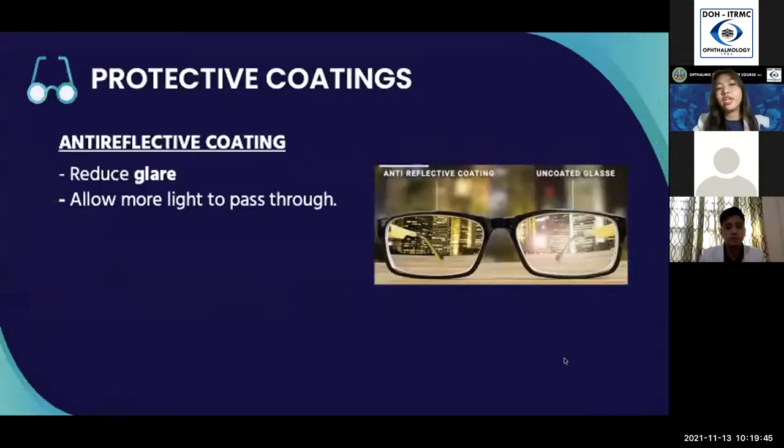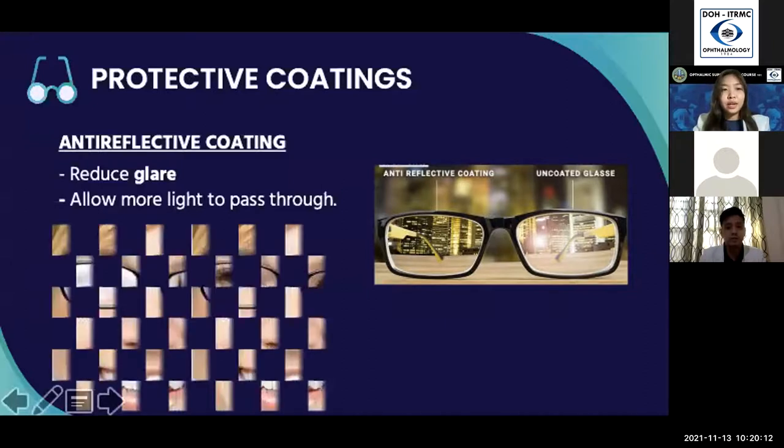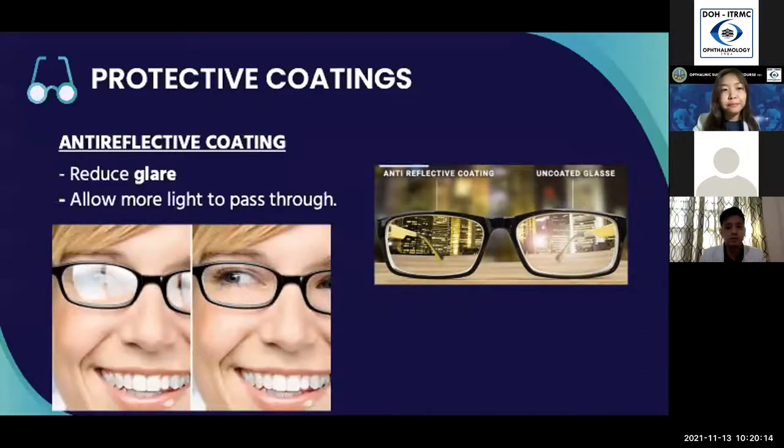Moving on are the different kinds of protective coatings. First is the anti-reflective coatings, which can help us reduce glare. This makes our eyes easier for eye contact and prevents eye strain and improves our appearances. Coated lenses also allow more light to pass through, thus improving your ability to see small patterns and letters. So this is an example.